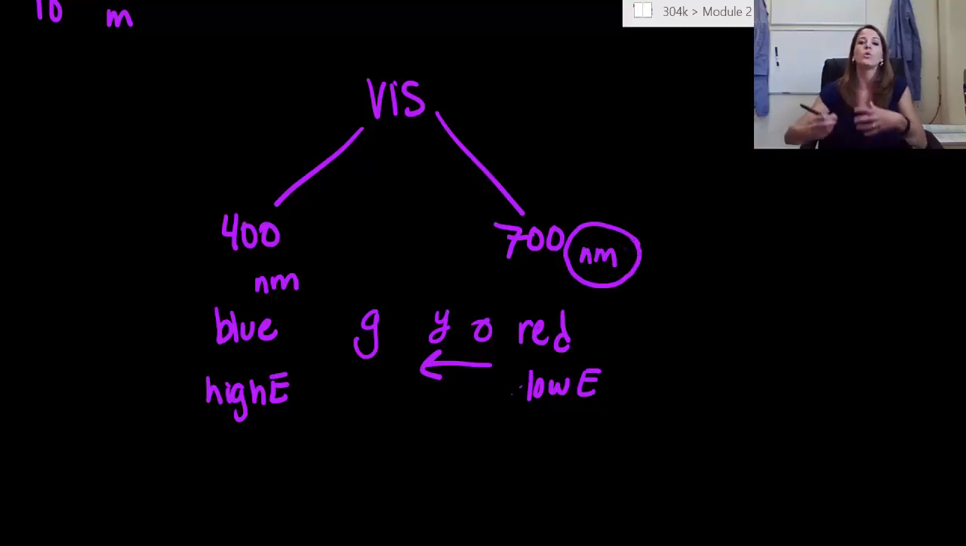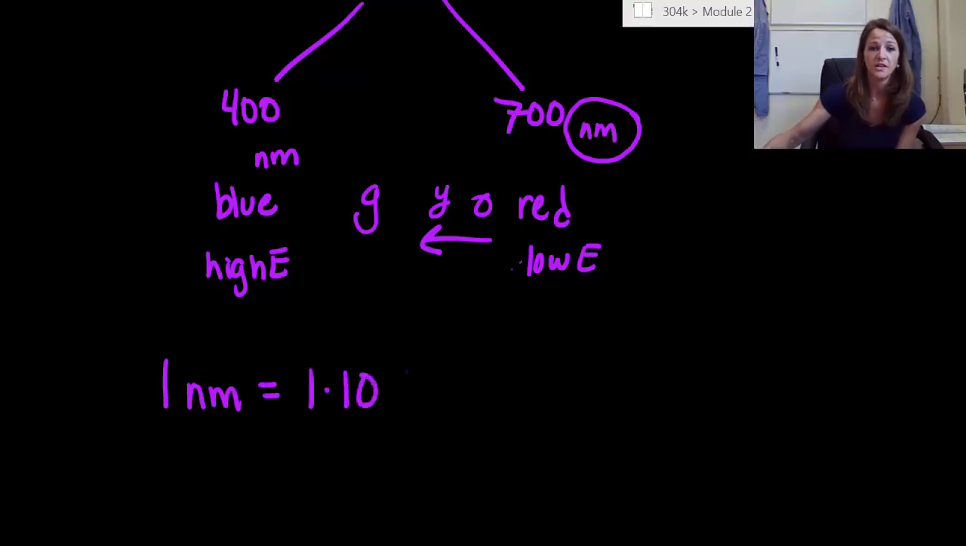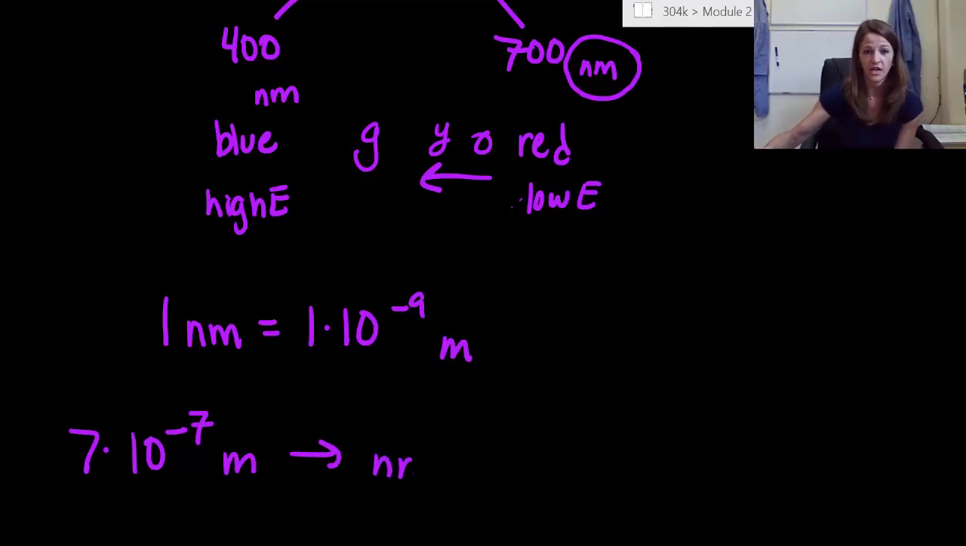Nanometers is the one we most commonly use because that's our visible region. It's the type of light we can actually see, and we can actually produce, and we can actually work with. And so what we need to do is figure out what 1 nanometer means. One conversion that we like to use is that 1 nanometer is equal to 1 times 10 to the negative 9th meters. So knowing that, what I want you to do is take this number right here, 7 times 10 to the negative 7th meters, and convert that to nanometers.